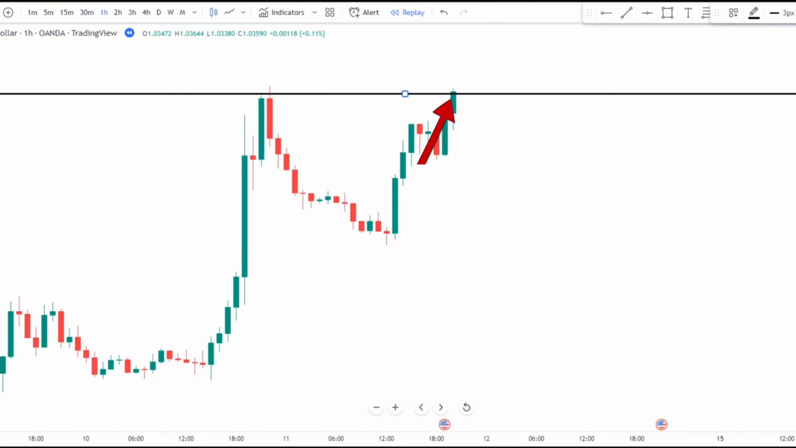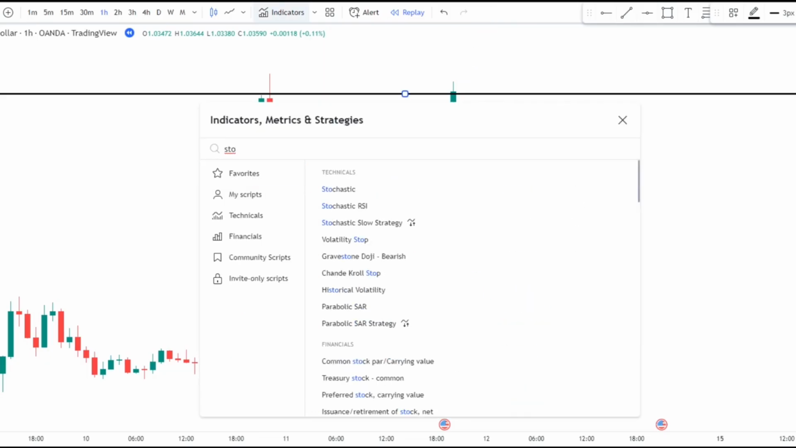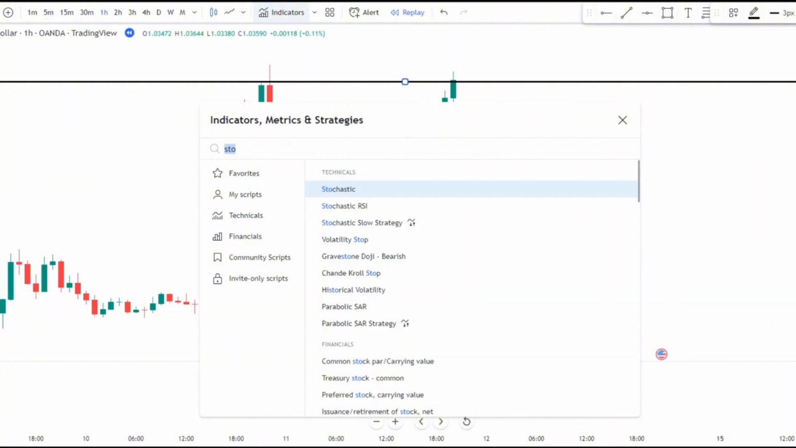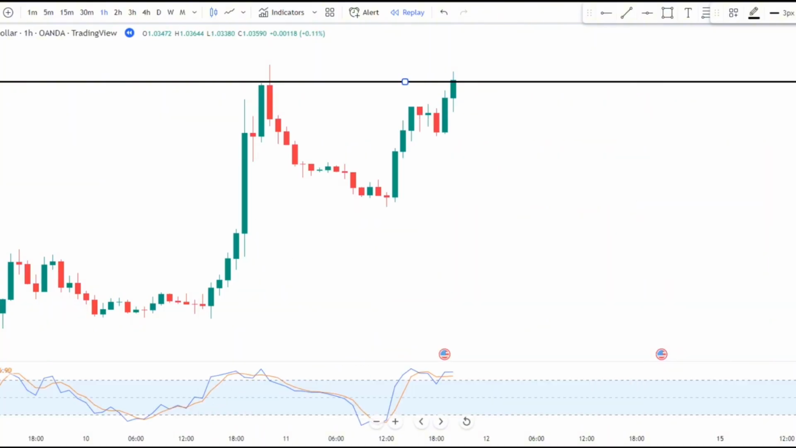But you can't just assume it will reverse just because it touched the level. Price can always break through, so we need extra confirmation. This is where the stochastic indicator helps. Go to your indicators, search for stochastic, and apply it to your chart. Leave the default settings. Now, what we want is simple.